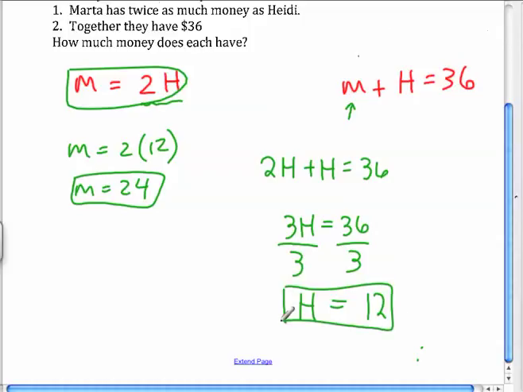Let's make sure that it satisfies our restrictions. Martha has twice as much as Heidi. That's true. 24 is twice as much as 12. And together they have $36. 24 and 12 does equal 36. I was saying Martha the whole time. It's Marta. But it satisfies both restrictions. All right, guys, good job. Let's look at number 2.